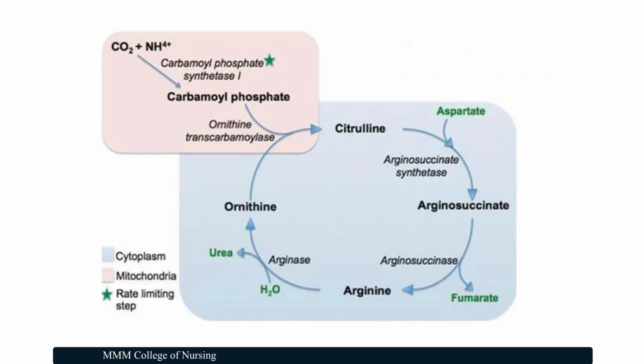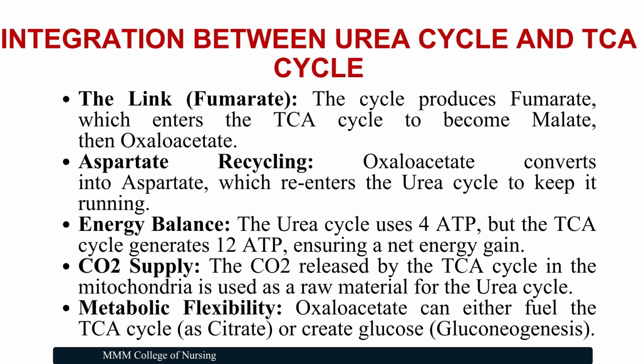Take a moment to trace the pathway from the carbamyl phosphate formation in the mitochondria to the release of urea in the cytosol and the regeneration of ornithine to begin the urea cycle again. So please make sure you can draw and label this diagram in the examination. Next, we'll see the integration with the TCA cycle.